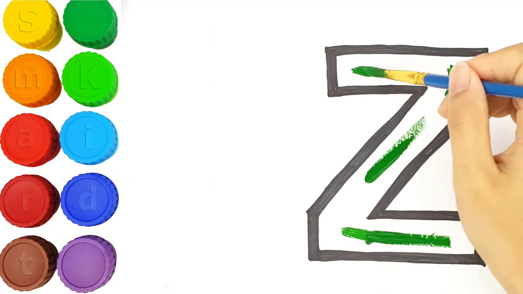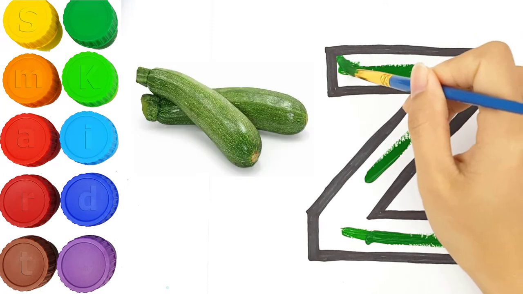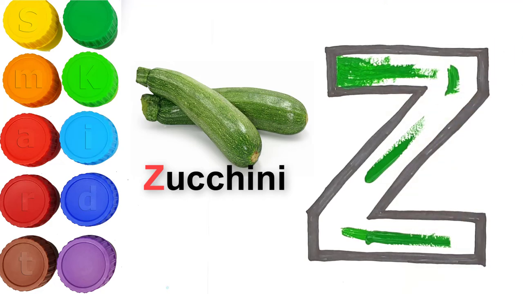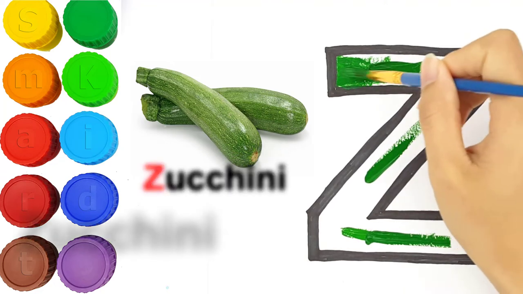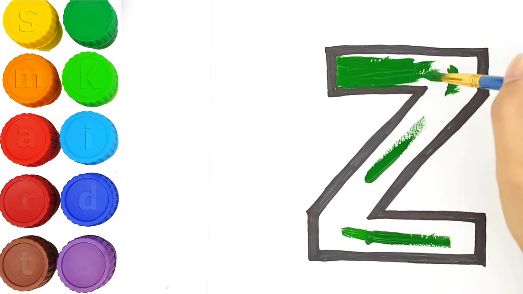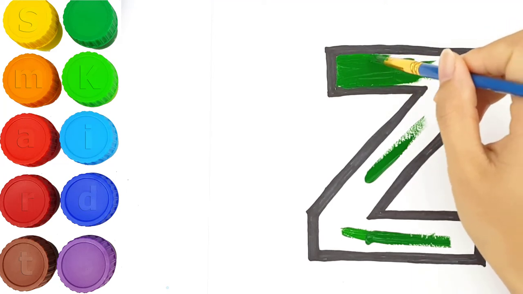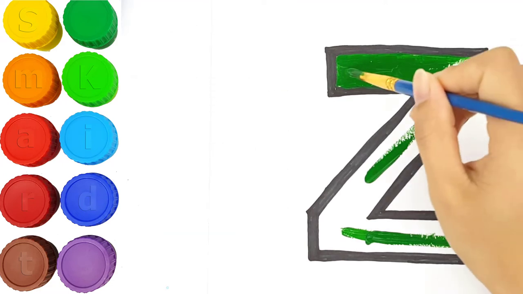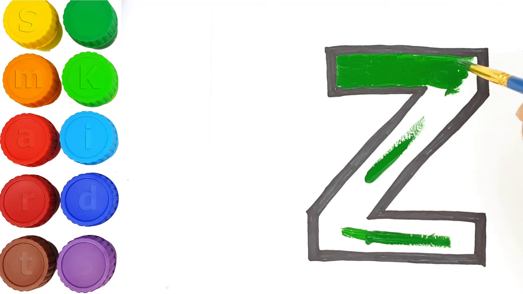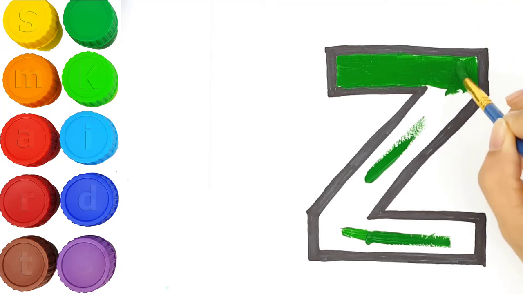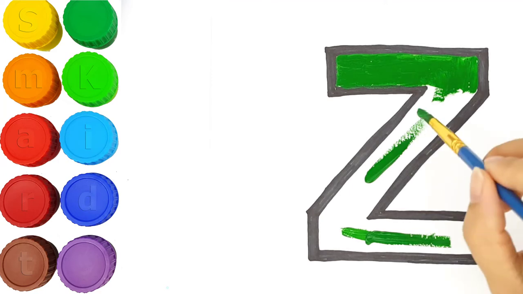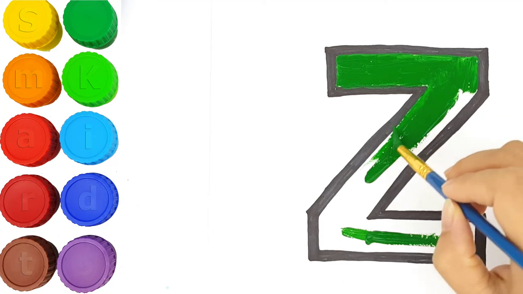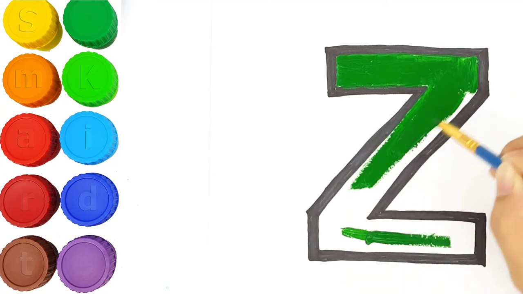Q, R, S, Z. Now I know my ABCs. Next time won't you sing with me? A, B, C, D, E, F, G. H, I, J, K, L, M, N, O, P. Q, R, S, T, U, V. W, X, Y, and Z. Now I know my ABCs. Next time won't you sing?